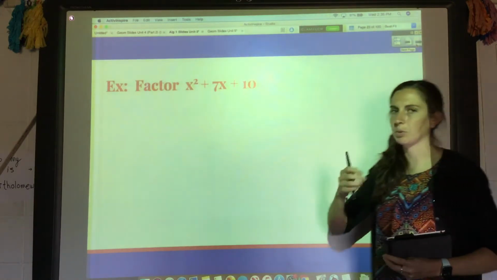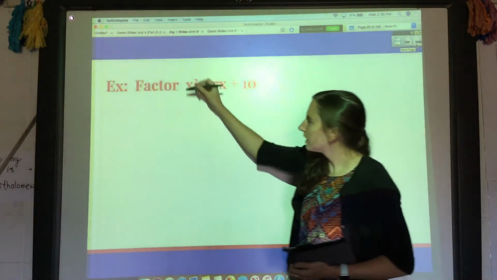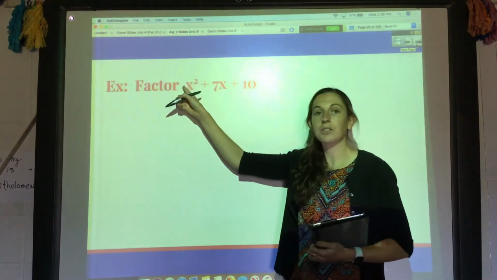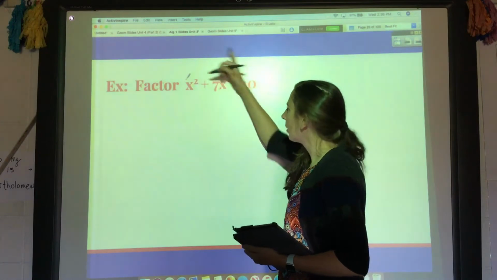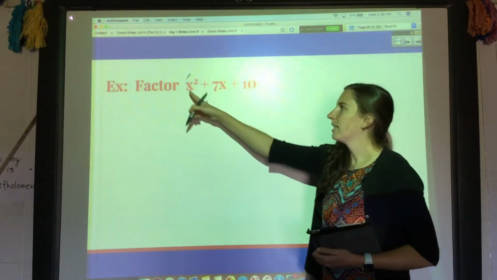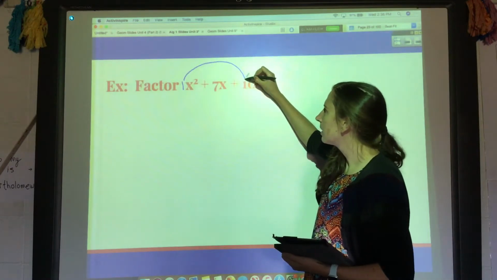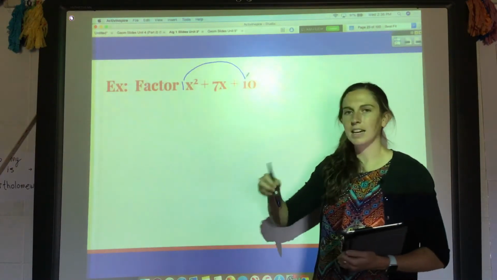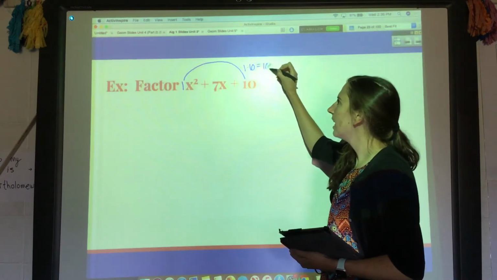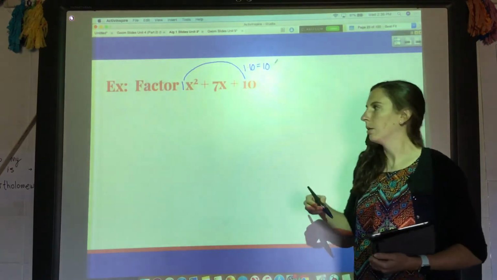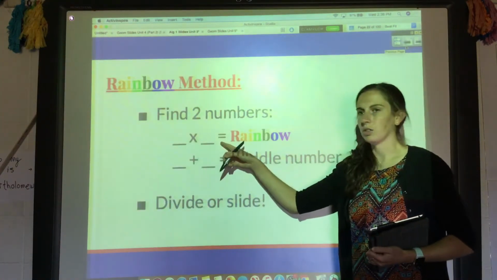So here's an example. What I mean by rainbow is you're going to take the leading coefficient in front of your expression and multiply it by whatever's in the back. Technically there's a 1 here, so I'm going to multiply 1 times 10. And that's kind of like a rainbow. So 1 times 10 is 10, and that is your rainbow number. So I'm going to set up a little puzzle here.